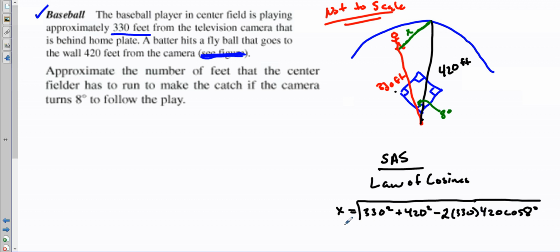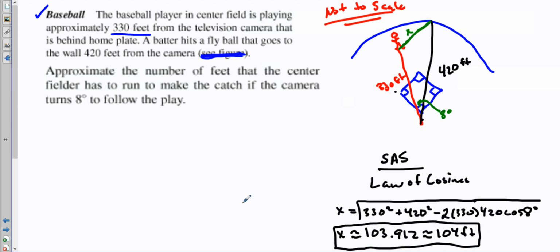You put this in your calculator, and what you should get is a value of 103.912 feet. Now, if you want to round to the nearest foot, it would be 104 feet. And that, my friends, is how far that center fielder had traveled. Pretty awesome. Yes, math and the law of cosines and law of sines can also be applied to baseball.